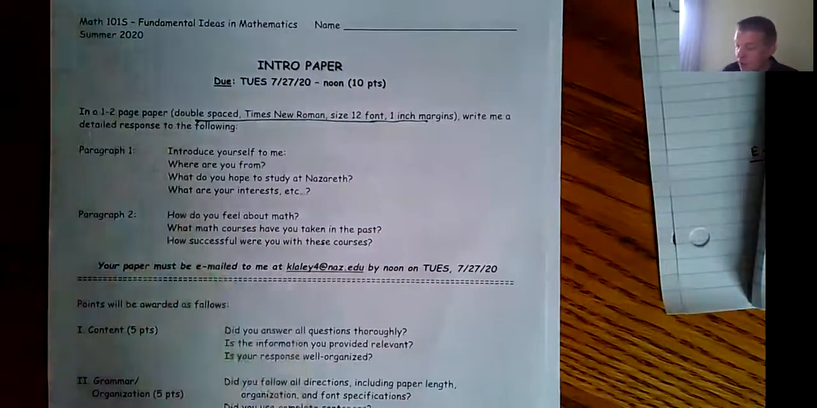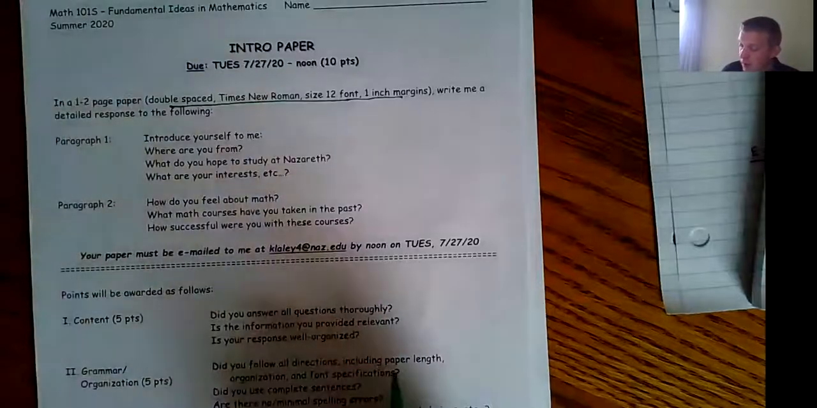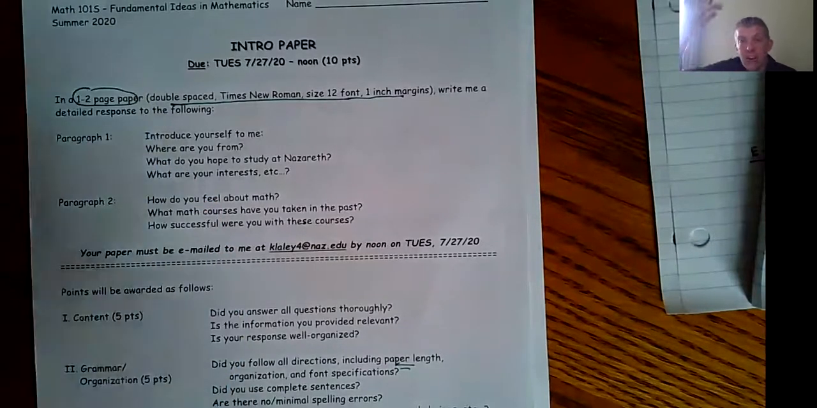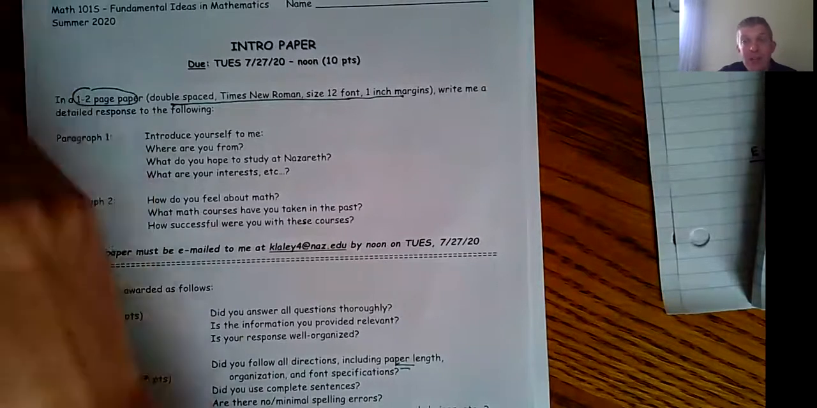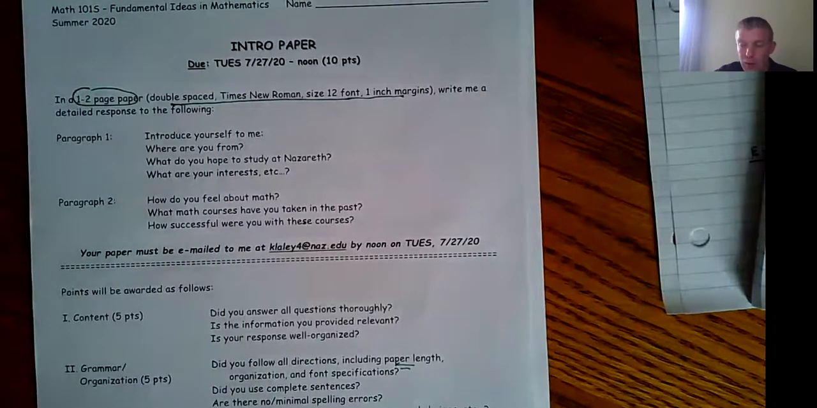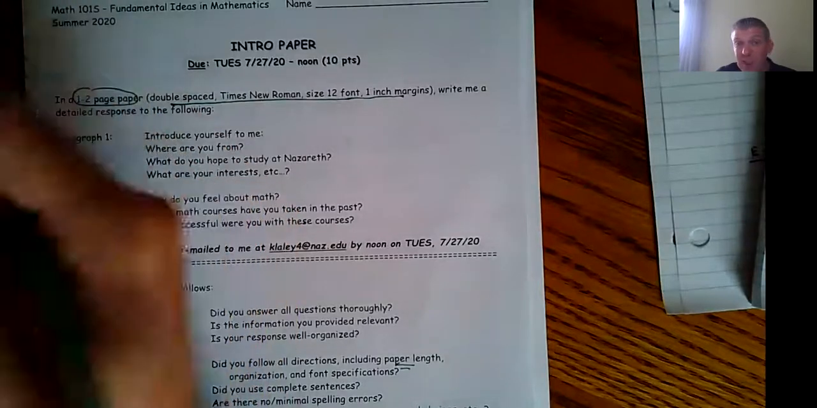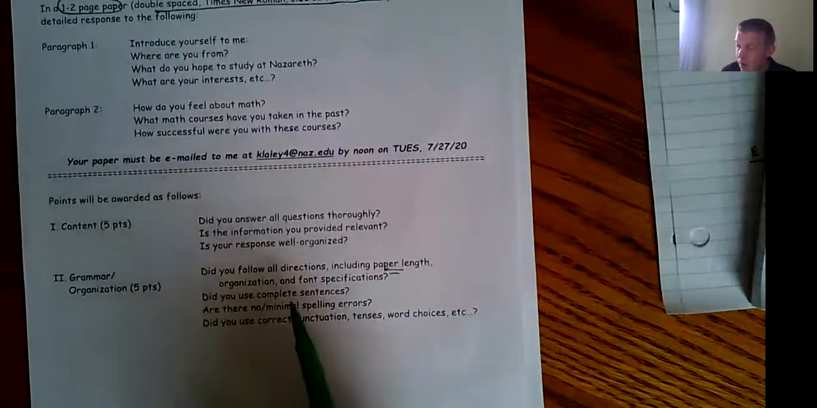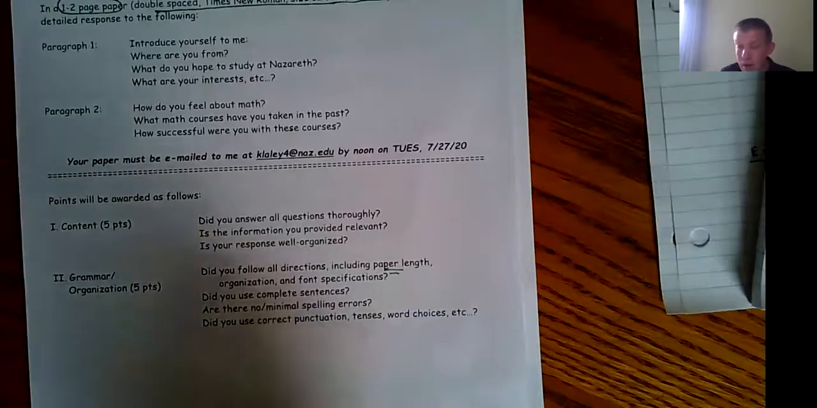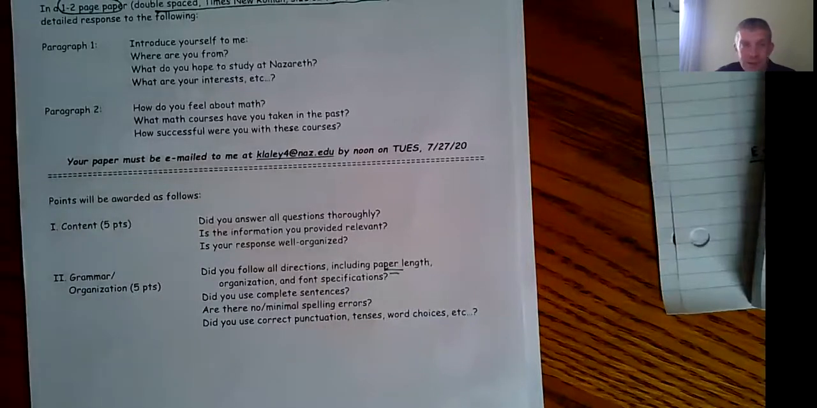Also, it says including paper length. So it says 1 to 2 page paper. That means 1 page means you got all the way down to the end of a page and spilled onto the second page. If you did that much, you met the paper length requirement. If it doesn't spill onto the second page, it's probably not a full page yet, so you're going to lose a point for paper length. So watch for that. Watch complete sentences, careful of spelling errors, watch your punctuation, word choices, all things like that.